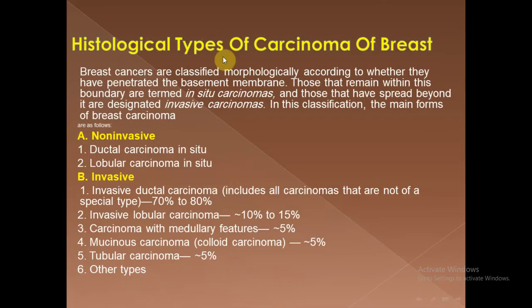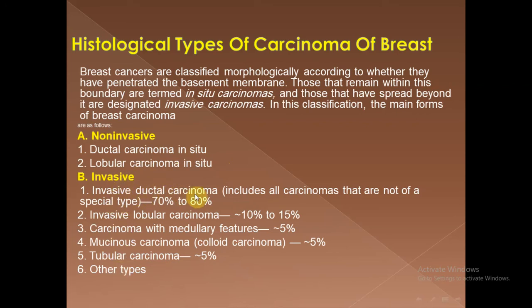Now, histologic types of breast carcinoma. Generally, we have two categories: non-invasive and invasive. Non-invasive, also called in situ carcinoma of breast, has two types: ductal carcinoma in situ, DCIS, and lobular carcinoma in situ, LCIS. Invasive carcinoma has many types.